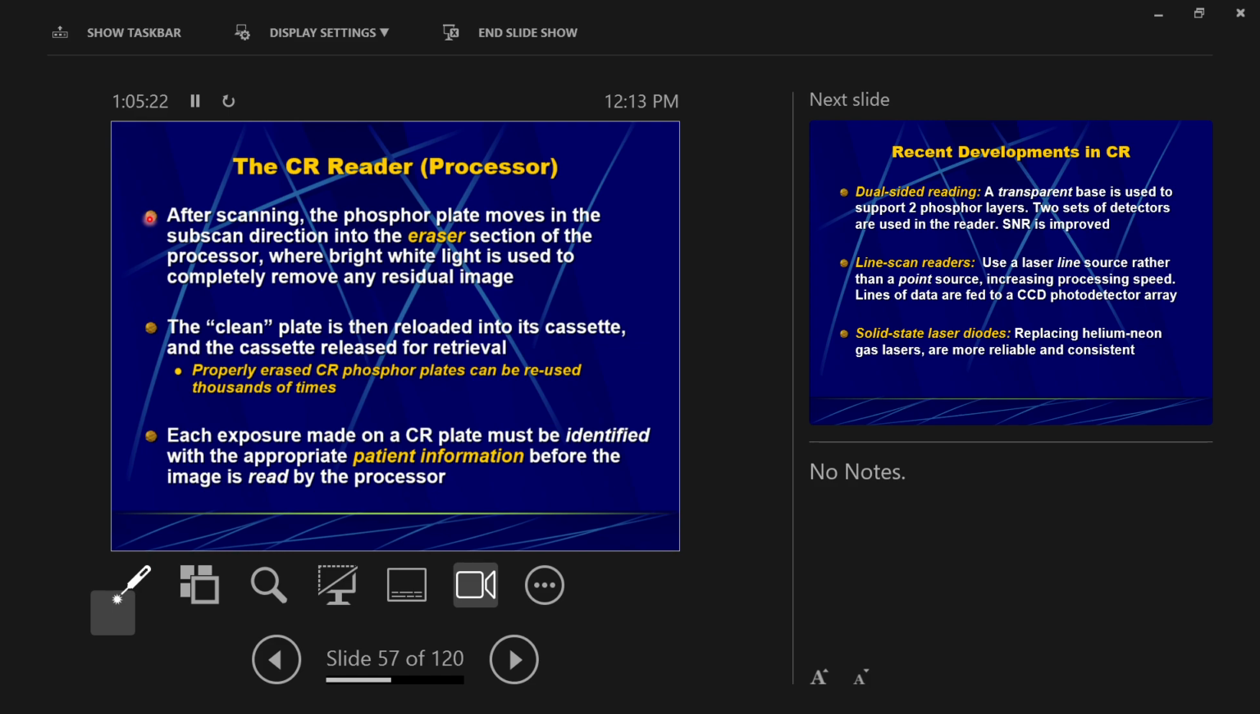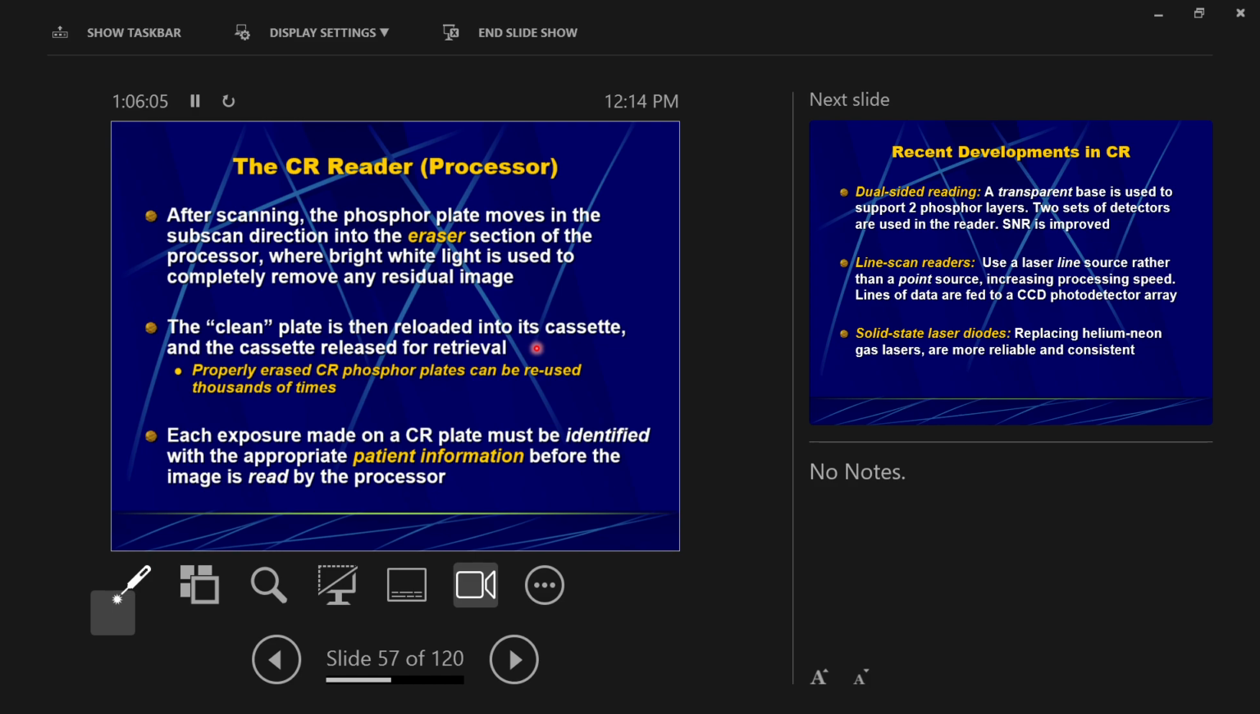It's a ghost image. In order for the plate to be fully erased and reused again, it has to be moved in the sub-scan direction, so pushed back out. As it's pushed back out, an additional special light, in this case a bright, super white LED light, lets the plate release anything that was left over. It stimulates the plate to release any stored leftover energy that it had clung on to. This clean plate is then stuffed back into the cassette by the processor, and then released by the processor for retrieval by you, the X-ray tech.